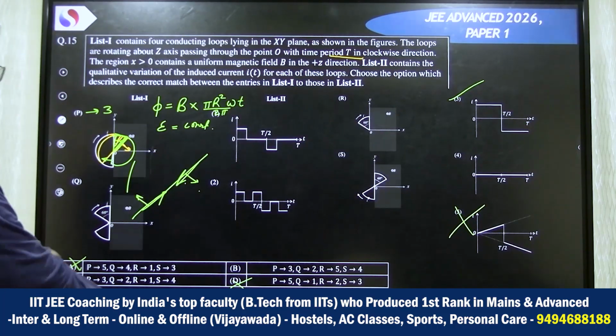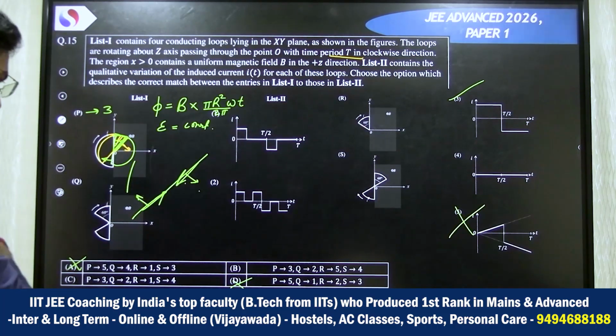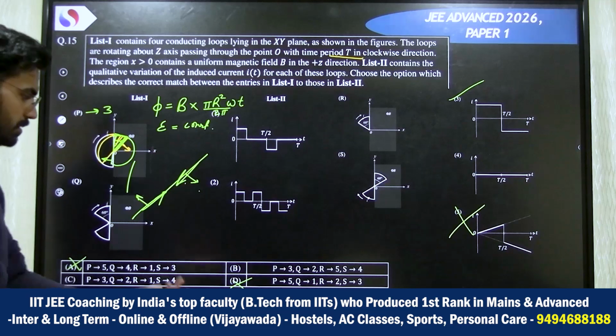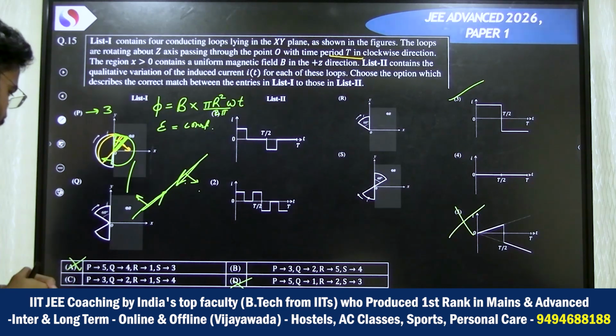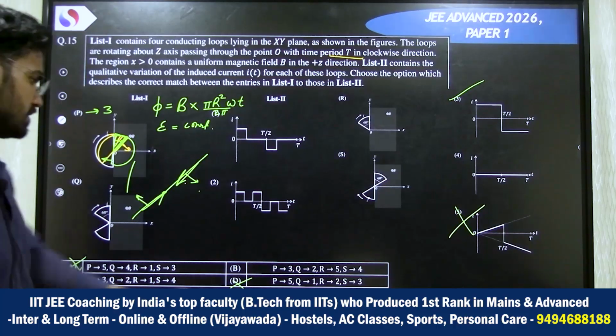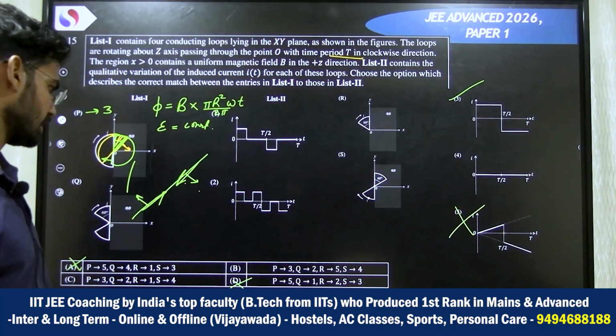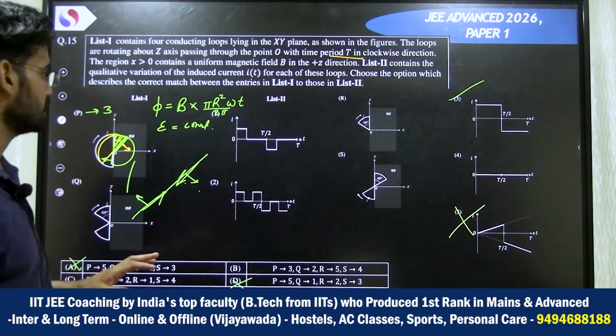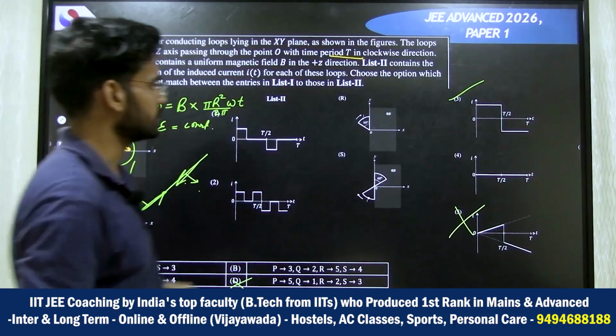Now as I matched P with 3, C and B both are coming. So let's see: Q can't go, Q goes to 2, R goes to 1 and R5. So only R can give you the answer. If you see R, what is R? This one.